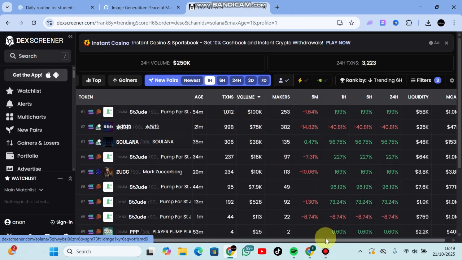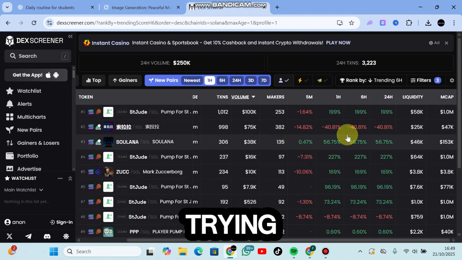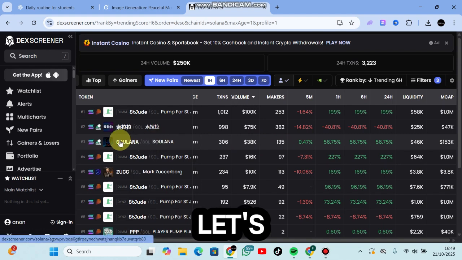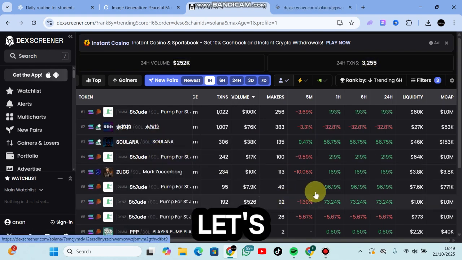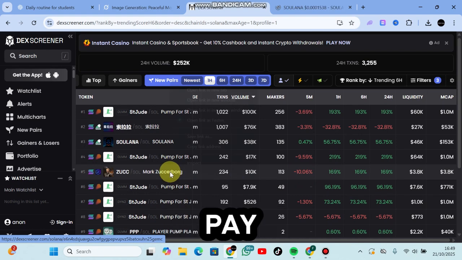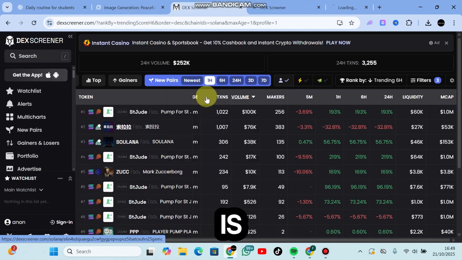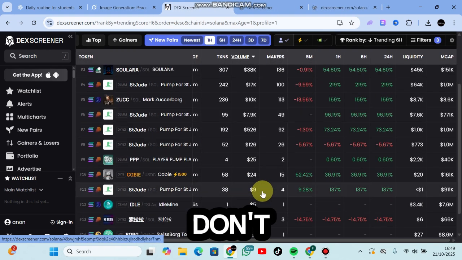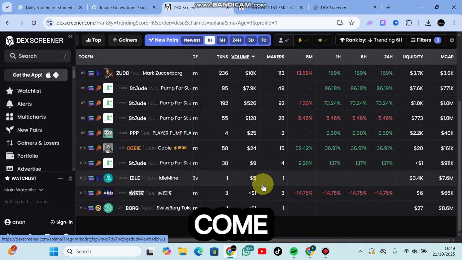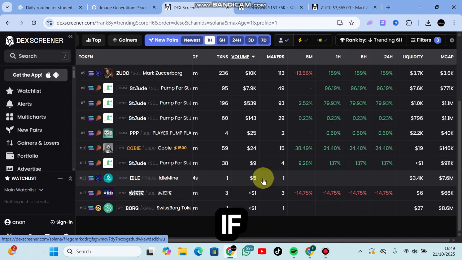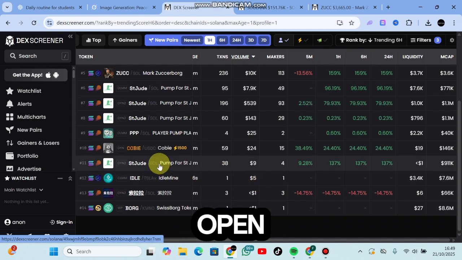I'm just trying to see any good one that I can buy. Let's open up this in a new tab. And guys, let's open up this Mark Zuckerberg in a new tab. Basically, guys, I actually trade meme coins and don't do any difficult thing. What I do is simply come, check and see if I can see any good ones. I would open them up.